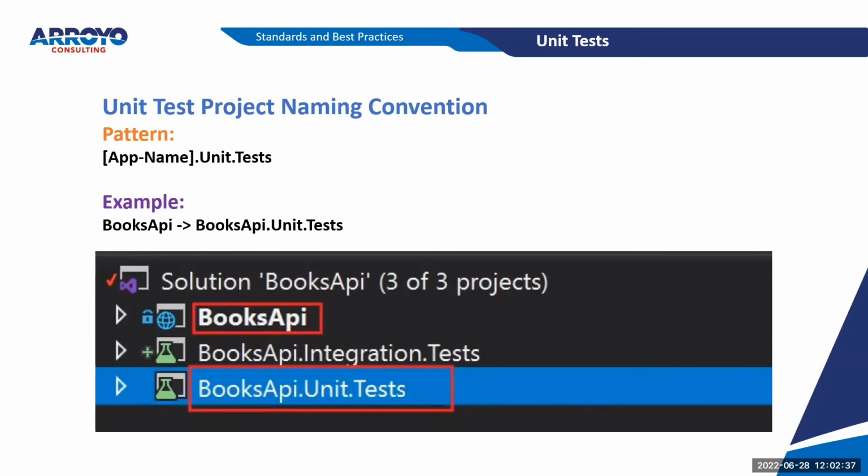So the idea with this is, when you have a project, for example, here we have the Books API project, and you want to add unit tests, you have to create a testing project and use the same application name. You can see here, we are using the same application name.